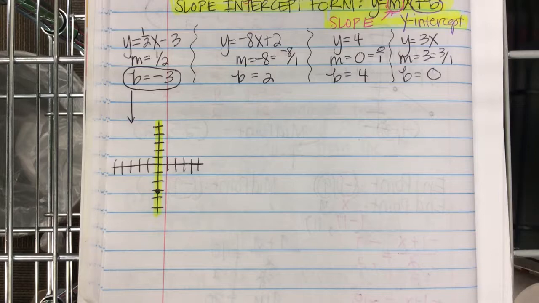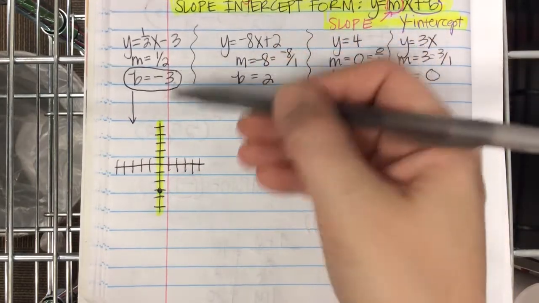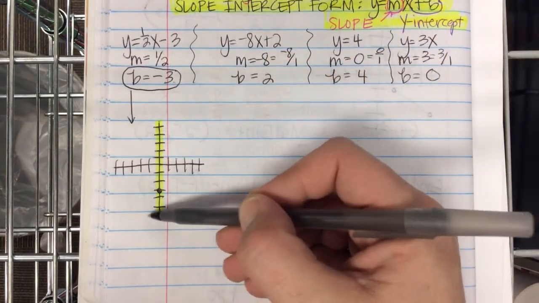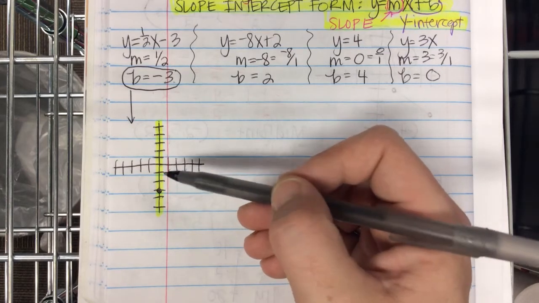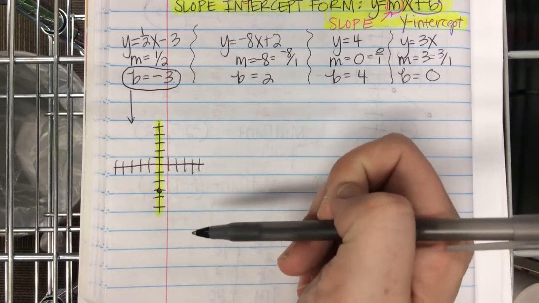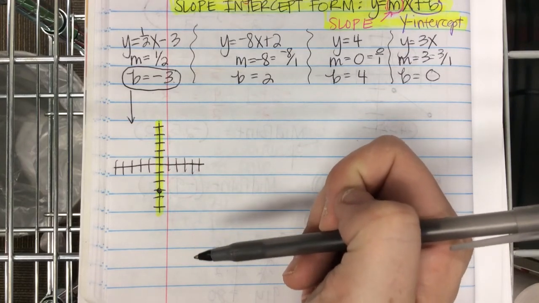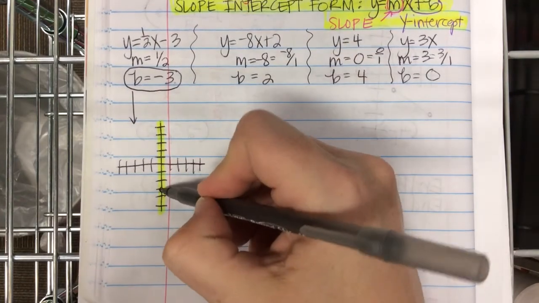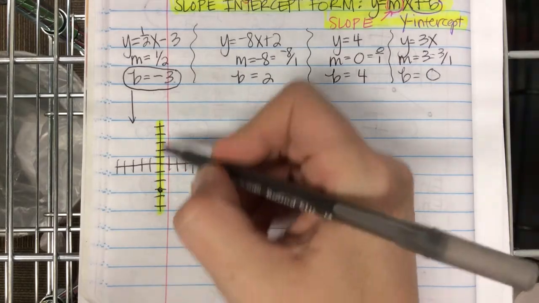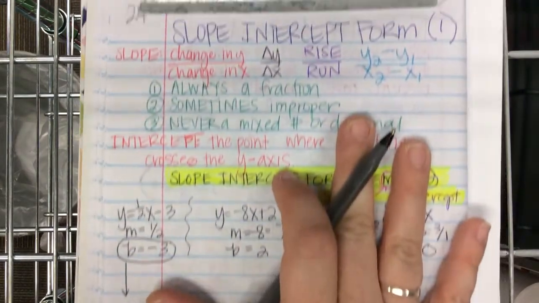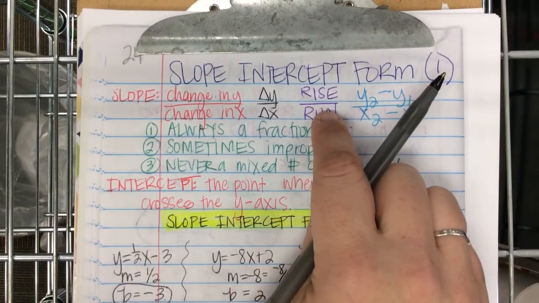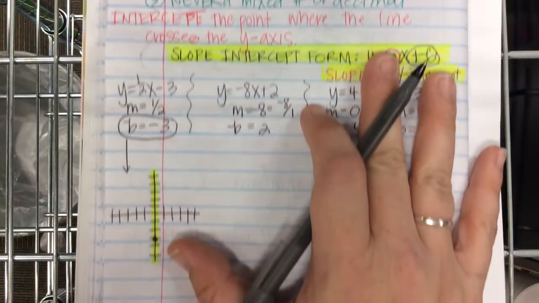So on your graph, your y-intercept is -3, so we go to the y-axis and put a dot at -3. Always the same procedure. Start with the y-intercept. Then from that point, we're going to count the slope. And slope in a graph, in a picture, is rise over run.